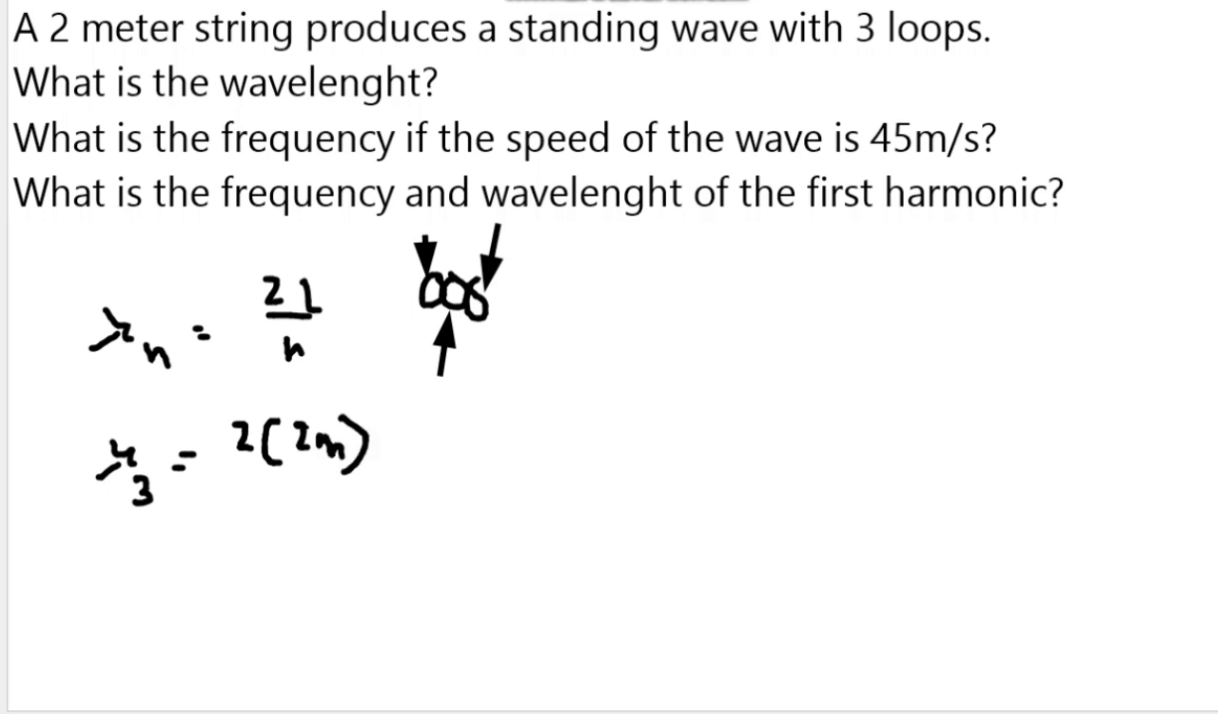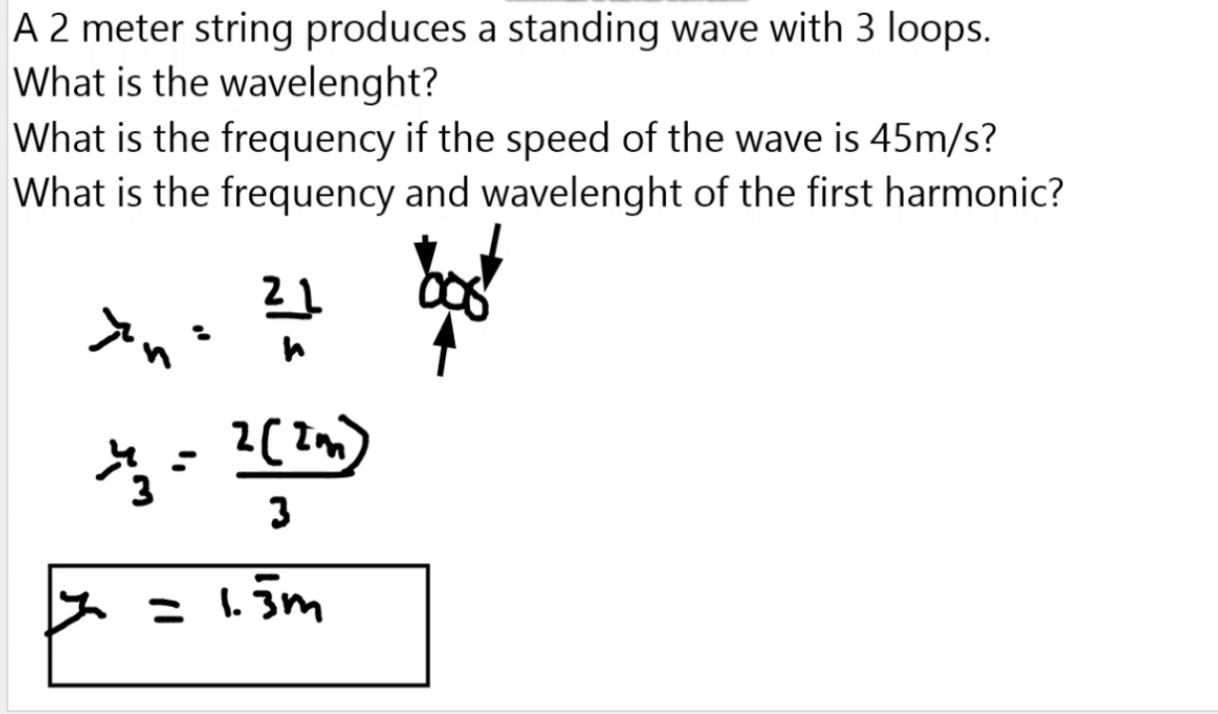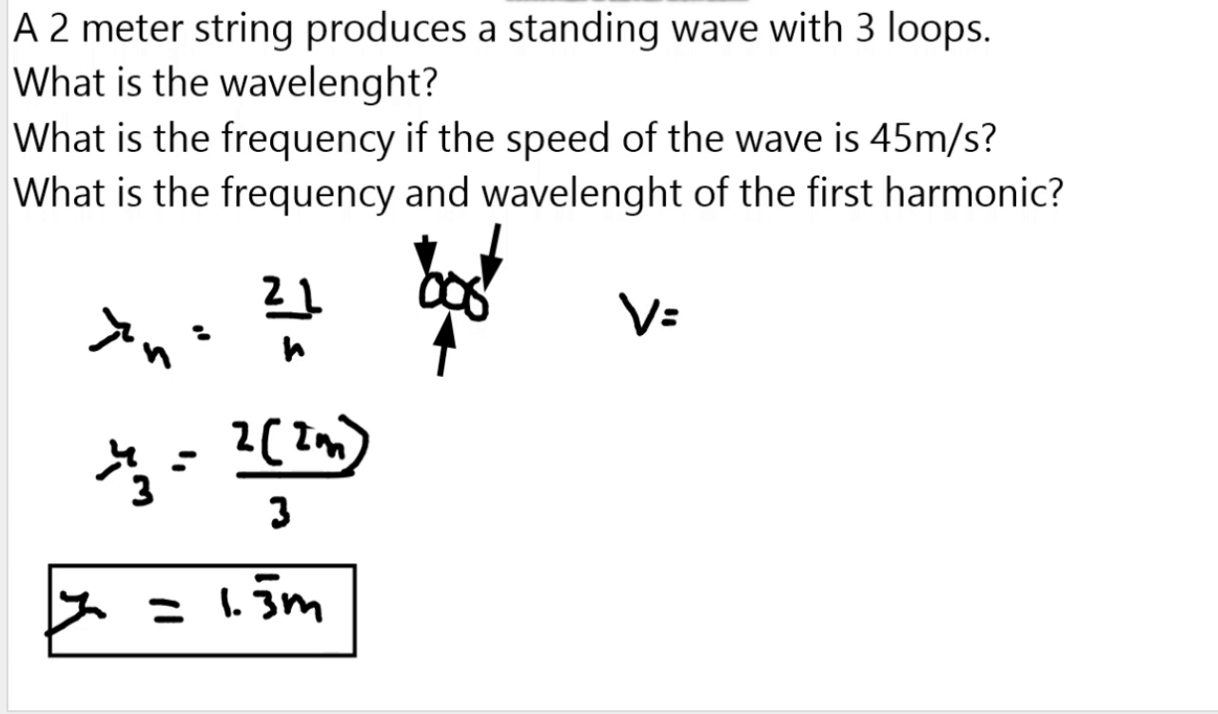So that's going to be 2 times 2 meters divided by 3. Okay, so 2 times 2 is going to be 4 meters. Okay, we just replace our 3. So that's going to be 2 times 2 divided by 3. It's around 1.3 meters. Now let's calculate the frequency if the speed of the wave is 45 meters per second.